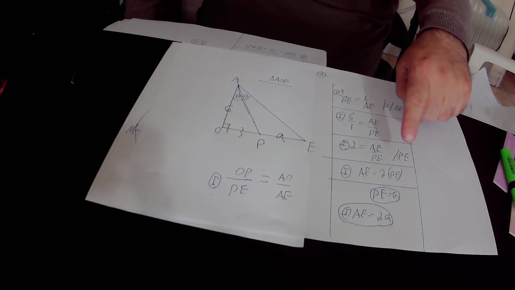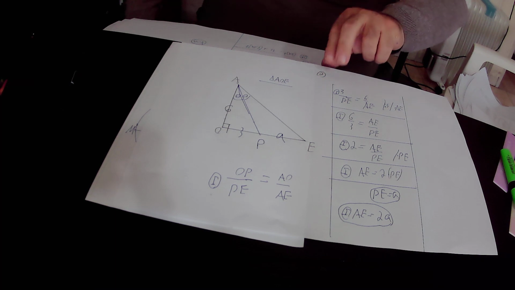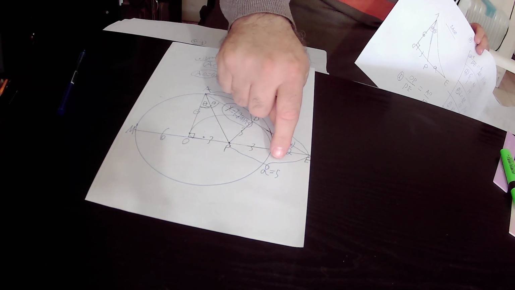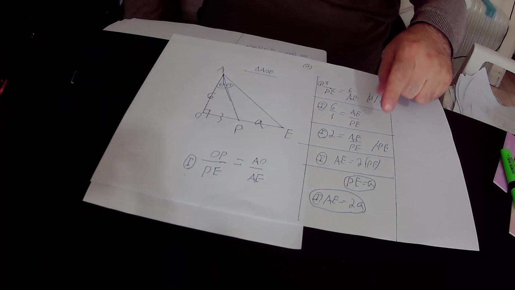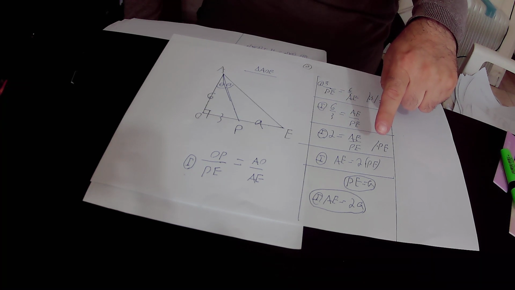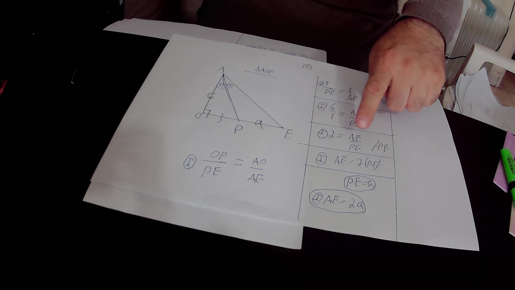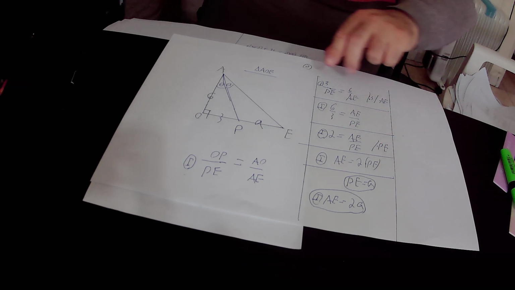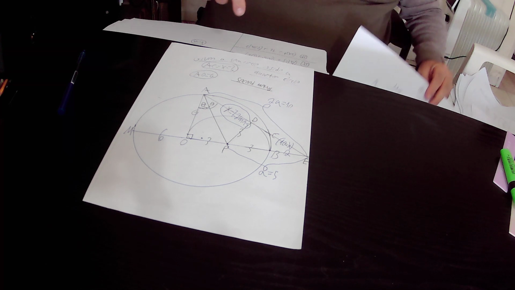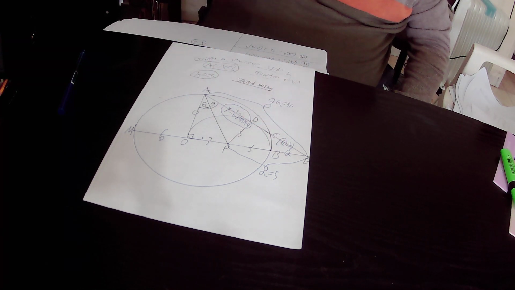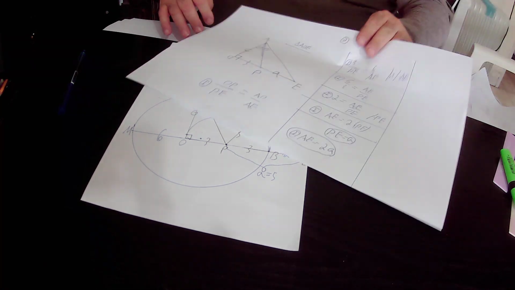We define PE as a. Here PE equals a according to our definition, and also in the original drawing, PE equals a according to our definition. And we substituted PE by a. So AE equals 2 times PE, that is AE equals 2a. According to equation number 1, AE equals 2a. And PE equals a according to our definition. Okay?